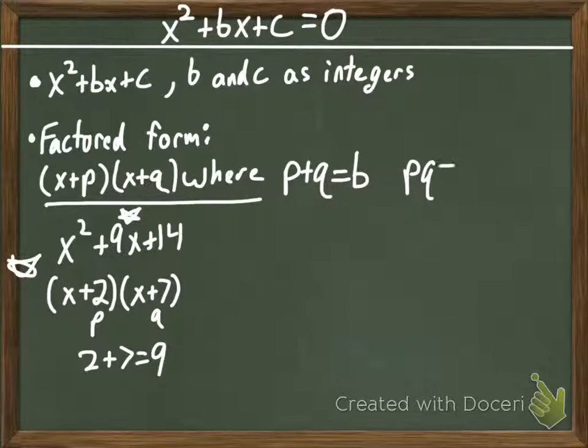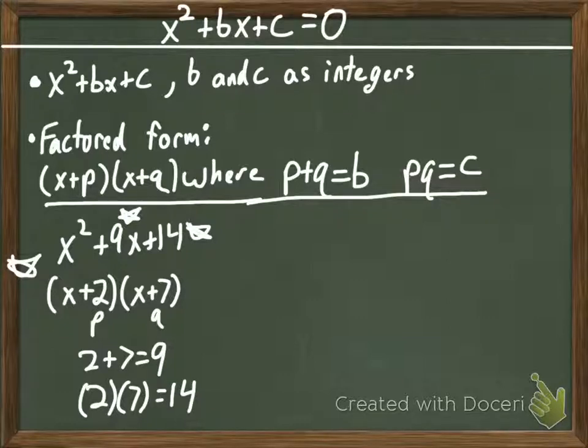And p times q is going to equal c. So p and q again, if we do 2 times 7, we get 14. Well, that's what c is. So that's where p and q can help us, because we need to follow these stipulations here in order for it to be right. And these stipulations are also helpful for us in solving.